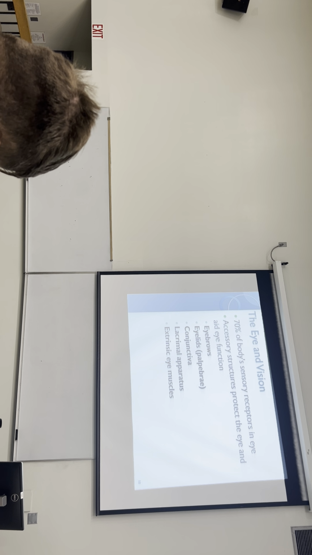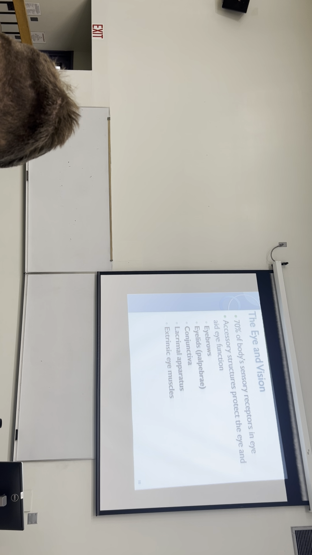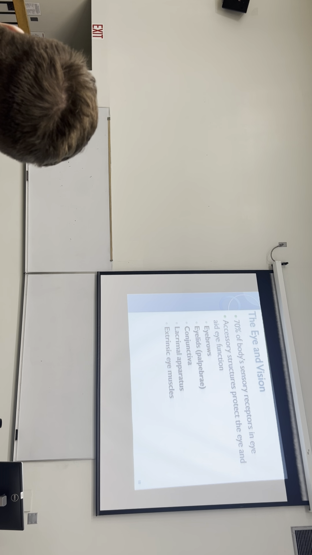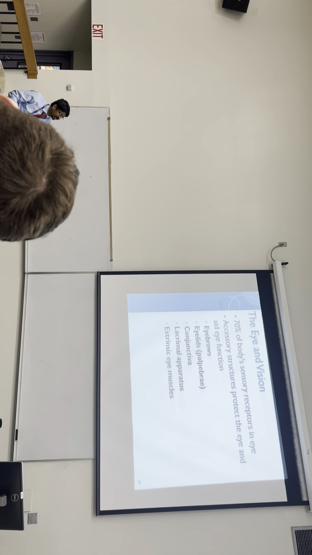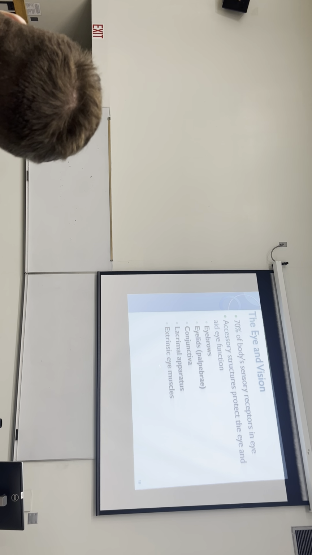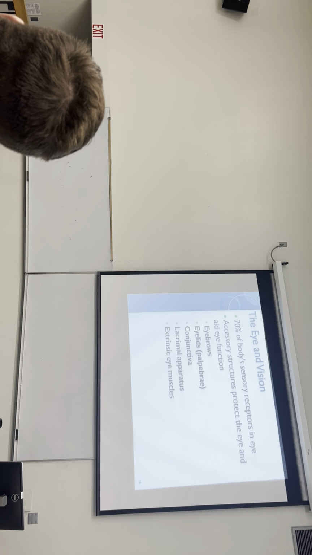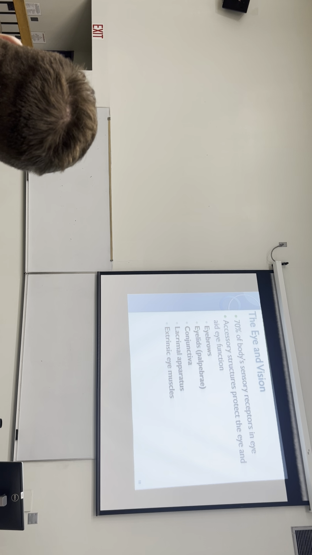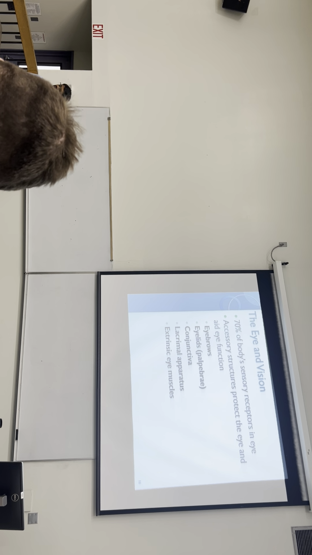Lacrimal apparatus. Lacrimation is to cry. Which cranial nerve innervates the lacrimal gland? Cranial nerve 7. And then extrinsic eye muscles. These are 6 eye muscles that help move the eye. We'll review the cranial nerves that innervate them, and add the detail of which muscle is innervated by which cranial nerve.